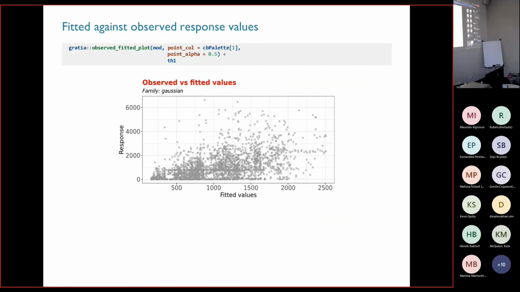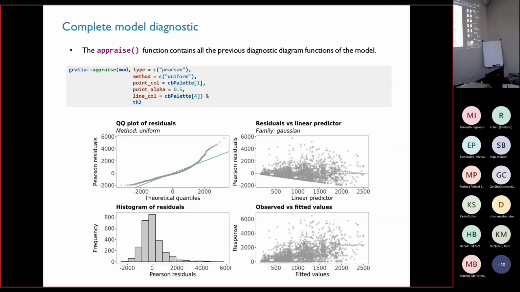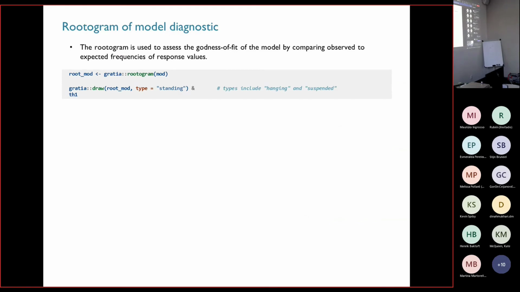Another function is the observed fitted plot, to plot the response versus the fitted values. Basically you can apply the appraise function that contains all the model diagnostic plots: the plot of residuals, the residuals versus linear predictor, and all the others, including the histogram.